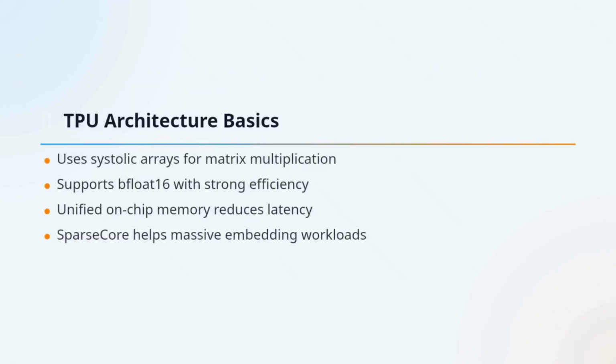TPUs use a design centered around systolic arrays, also called matrix units, which are excellent for repeated matrix multiplications. This is exactly the kind of work deep learning models do all the time. They also support bfloat16, which gives near FP32 accuracy with better speed and efficiency. Features like unified on-chip memory and sparse core make TPUs especially strong for large embeddings and large-scale model training.